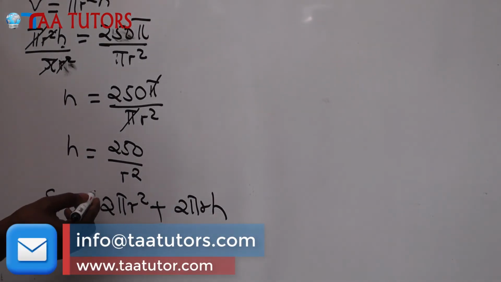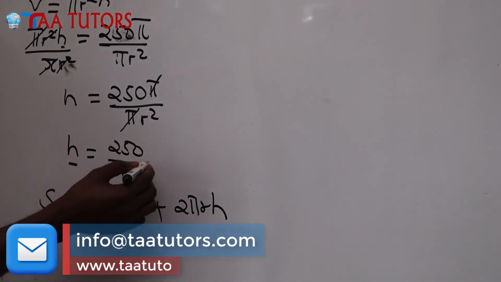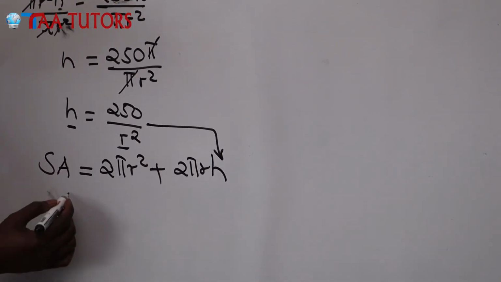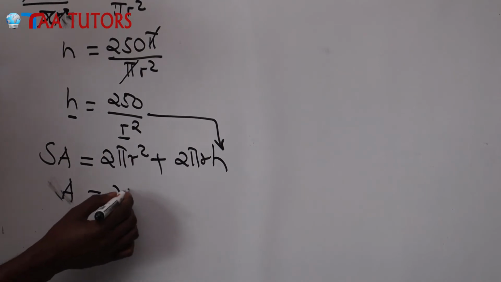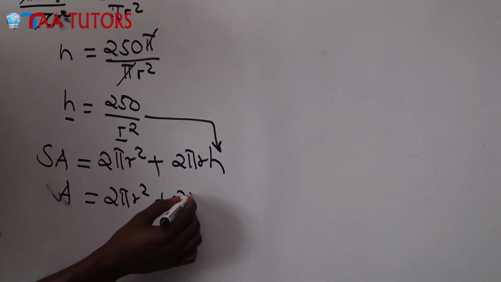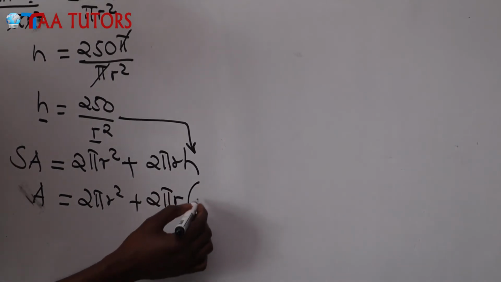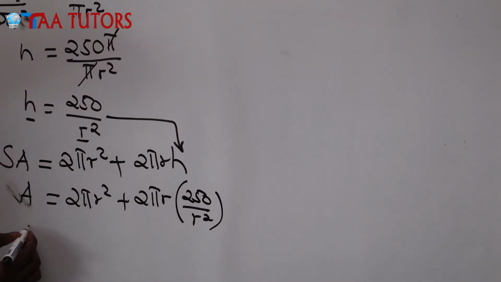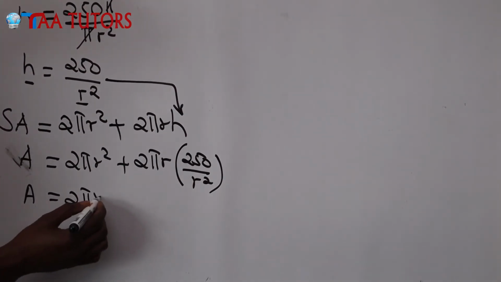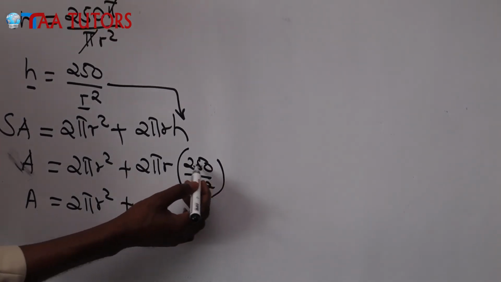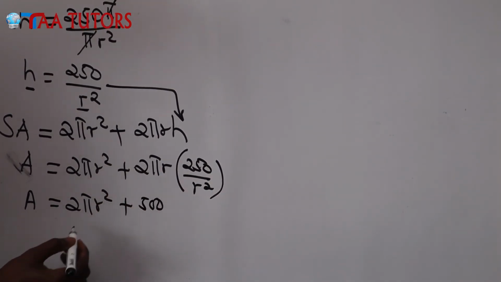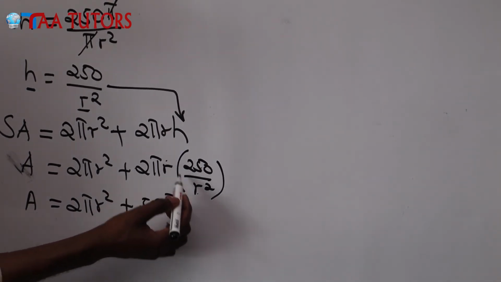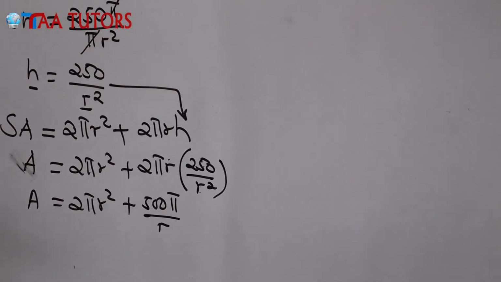But we know that in this case, our h is here, so where h is, we are going to substitute that one. So I'll say area equals 2 pi r squared plus 2 pi r times 250 over r squared. That will be A equals 2 pi r squared plus, 250 times 2 is 500, 500 pi, then r and r, that will be over r. So that's what we have.